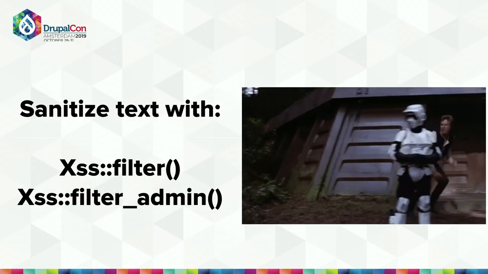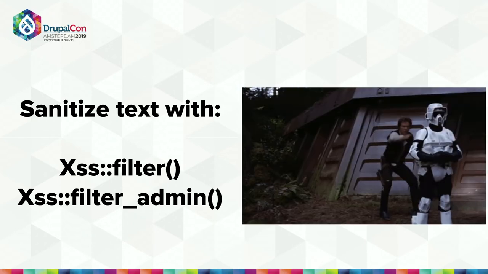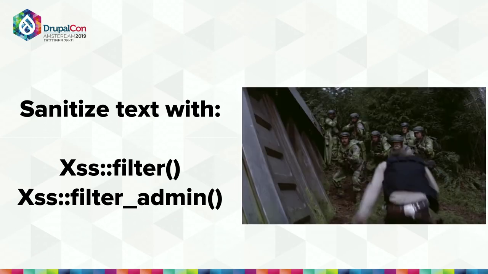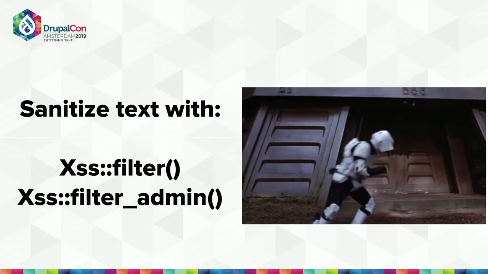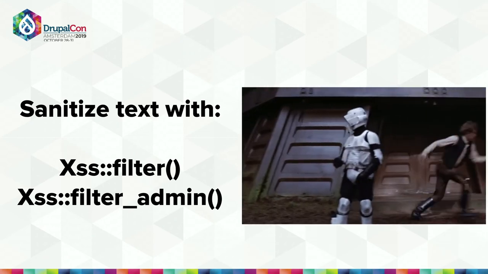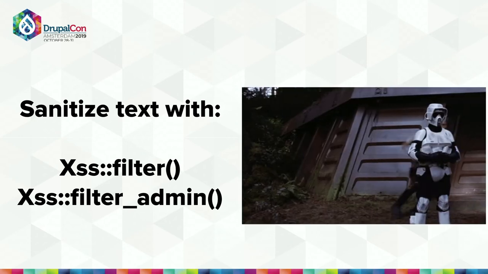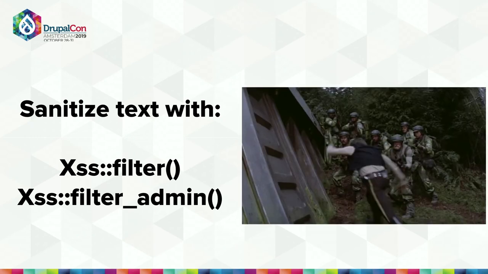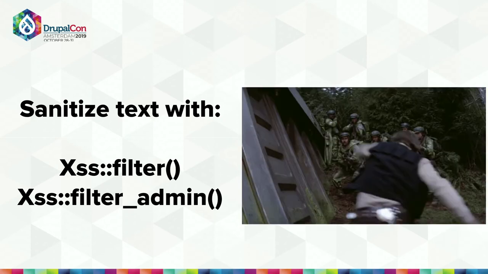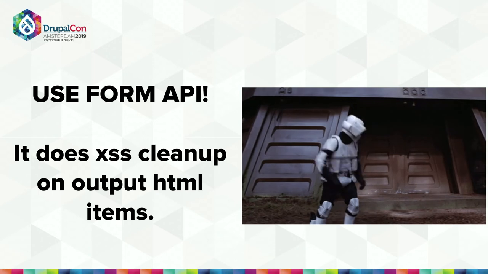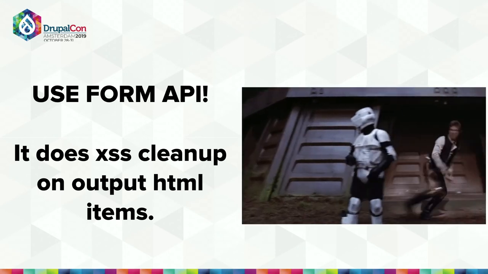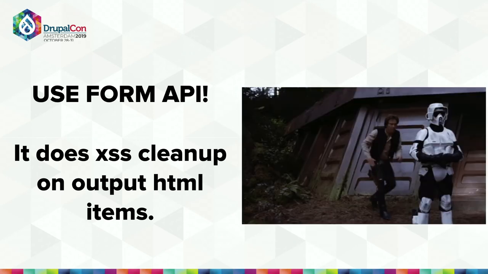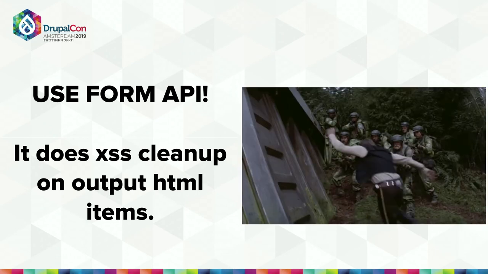But how do you sanitize the text? You have cross-site scripting classes that you can call with filter and filter admin. Filter admin will allow a little bit more HTML through. So if you say, okay, I can trust my admins a little bit more, it has a broader set of allowable characters in it, but it will filter out any cross-site scripting or any JavaScript. People get really fun and try Base64 encoding their payloads. They'll do a whole bunch of stuff. This takes all that out. Again, the Form API will sanitize all inputs and outputs. It'll sanitize things that are going into markup. It sanitizes everything, and it sanitizes it as it comes back in after you submit it as well.